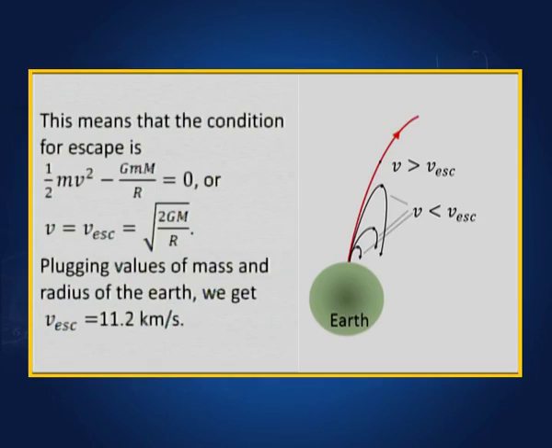And what is the total energy at the surface of the earth? Half m v squared minus G M m by R, and this must be equal to 0. This gives us v equal to v escape equal to square root of 2 G M by R, and plugging in the values of G, M and R, we can calculate that v escape is 11.2 kilometers per second. It is a huge velocity, but you see it depends upon the mass of the earth or any other planet and the radius of the earth or that planet.